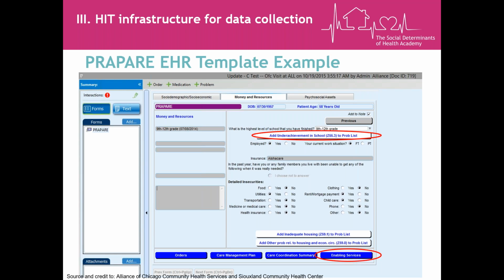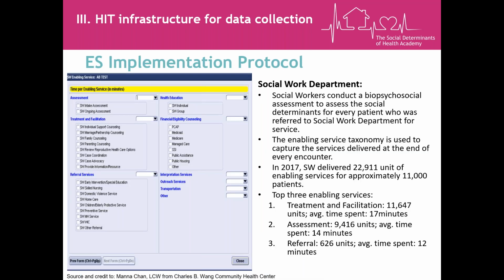You can also see towards the bottom, there are additional Z codes. So they added one for housing and other problems relating to housing economic circumstances. So this template is thanks to the Alliance of Chicago, a health center controlled network that really helped develop this. And then they tested it with Siouxland Community Health Centers. And something that's interesting about this template is how Prepare is structured, you can see at the bottom with the other red circle, it really facilitates the data collection for enabling services as well. So if you go to the next slide, I will turn it back over to Joe really quick to walk through the enabling services EHR templates.